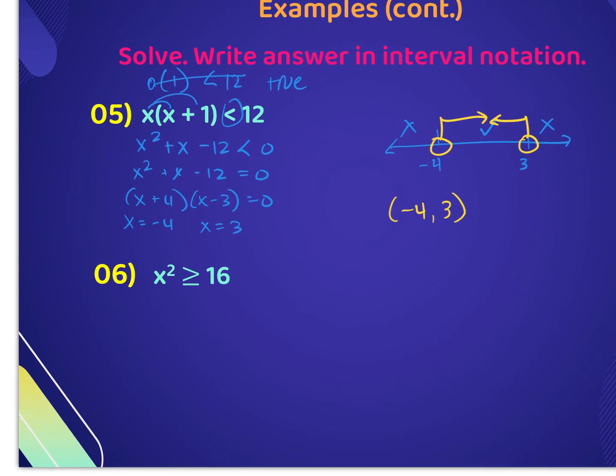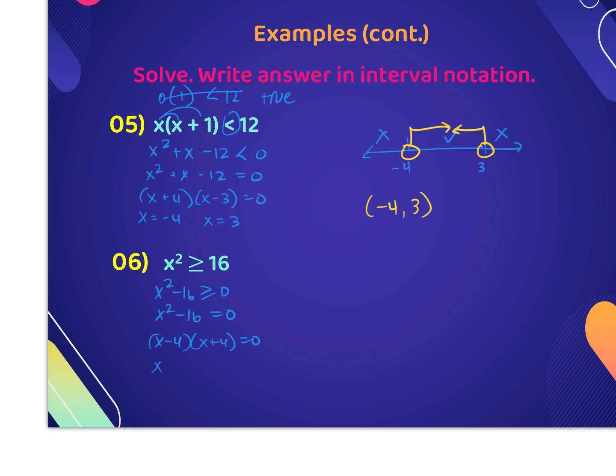And again, let's go to this last problem here. We've got x squared is greater than or equal to 16. So there's a couple of ways to do this one. I can do x squared minus 16 is greater than or equal to 0. Then I turn it into equals 0, and I get x minus 4 times x plus 4 is 0 because it's a difference of squares, which means x equals 4 and x equals negative 4. So I could have gotten it that way.